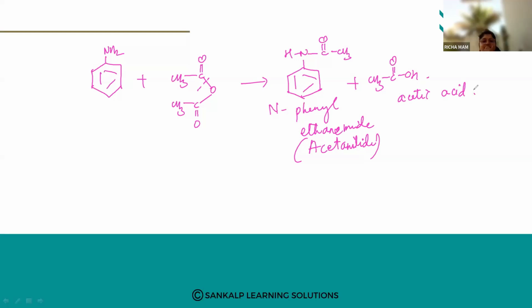Which chemical properties have we seen so far? First, we have seen the basicity of amines. Second, we have seen the alkylation. And third, we have seen the acylation.